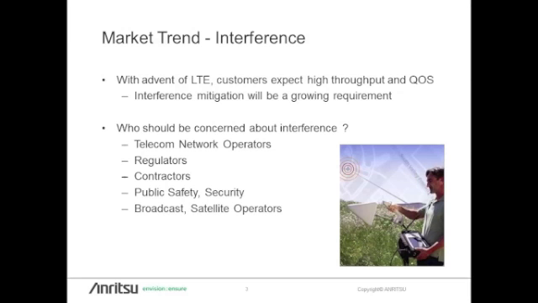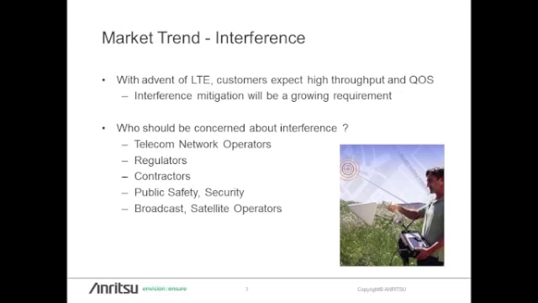So I have one slide here talking about some market trends. So we know interference mitigation will really be a growing requirement in the market, particularly with the advent of LTE. There's the expectation from customers that they want high throughput and good quality of service. So we know that a lot of the cellular carriers and operators will be taking interference more seriously as we go into the future.